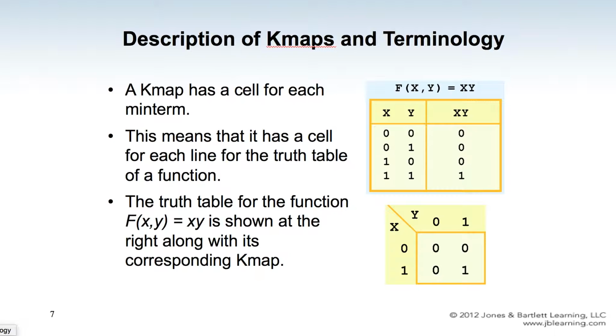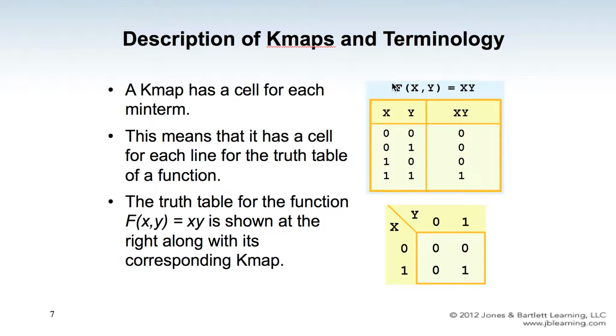So basically, we can see that a Kmap has a cell for each minterm. This means that it has a cell for each line of the truth table of a function. That's the correspondence between the truth table and the Kmap. Let's consider the truth table for the function f of x, y equal to xy. That's shown on the right along with its corresponding Kmap right here.